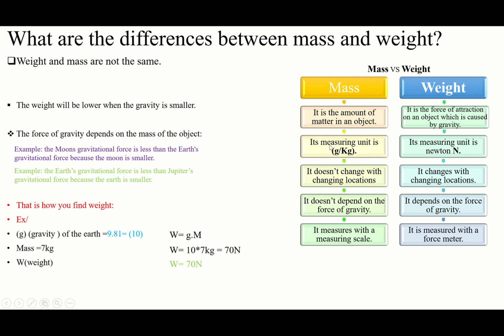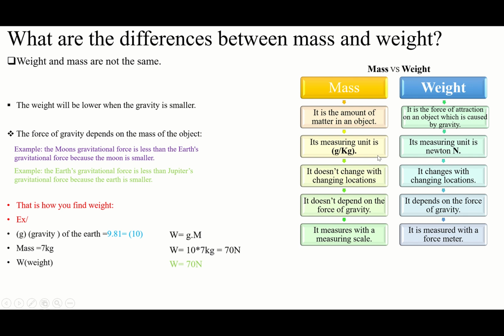And mass, its measuring unit is kilogram, or we can say gram. Scientifically, the universal one is kilogram, but I have written gram too for small things. But you have to know that the universal one is kilogram. The main unit for mass is kilogram. The measuring unit for mass is kilogram, but the measuring unit for weight is Newton.